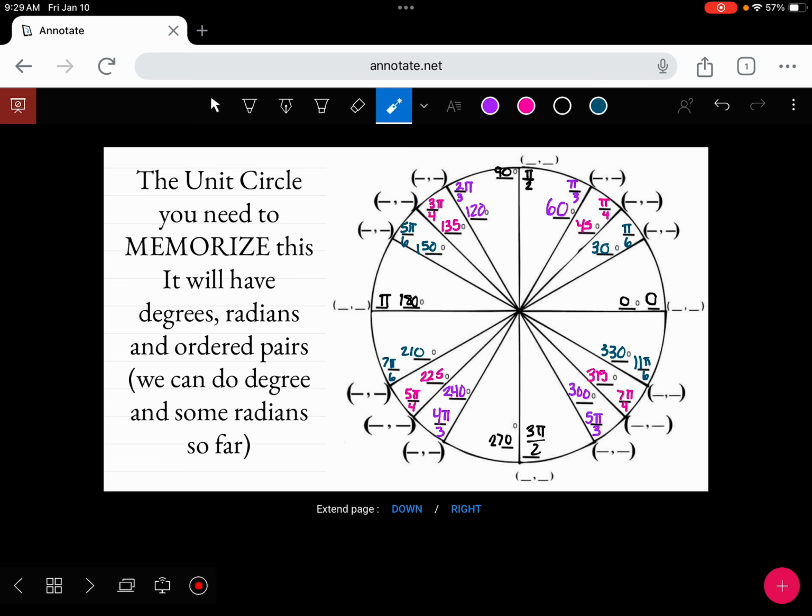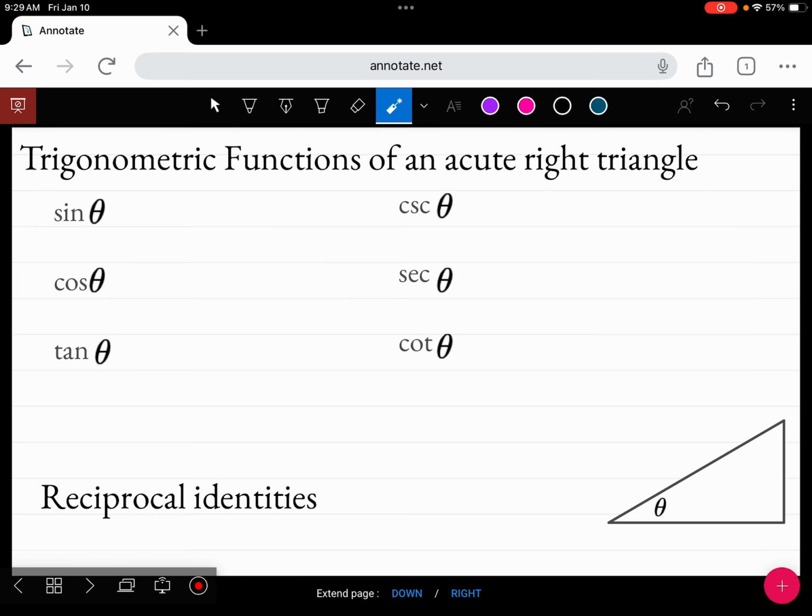So the other thing we're going to use a gabillion of this semester are going to be our trig functions.